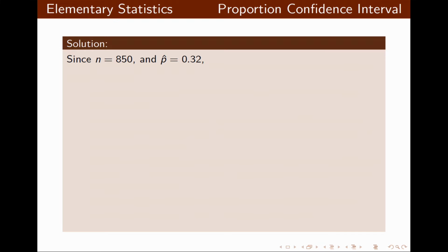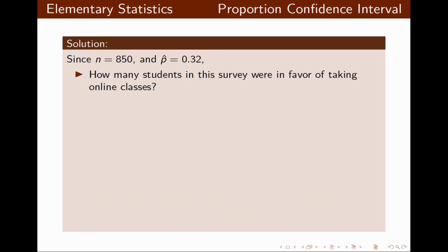We're given the sample size and the sample proportion. To find the number of students in the survey that were in favor of taking online classes, using the formula for p hat, if we cross multiply, X would be n times p hat. Replace the values for n and p hat, and we get X to be 272. If this result was decimal, we always round up.